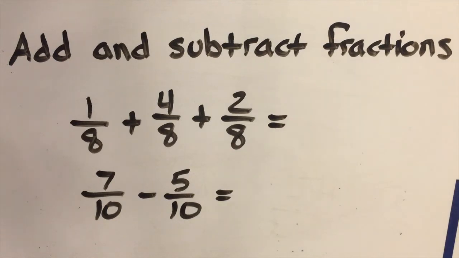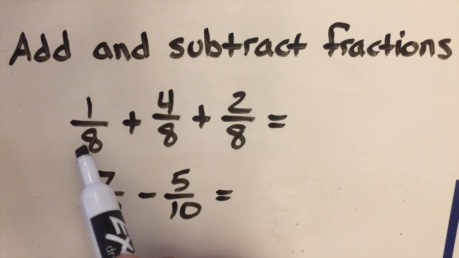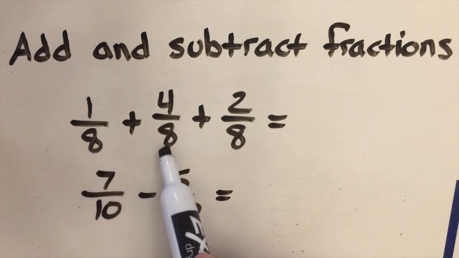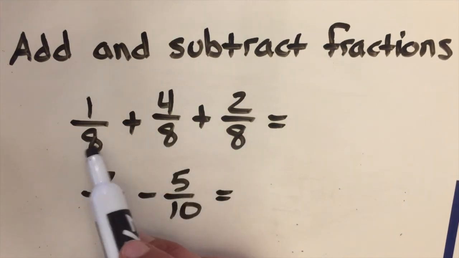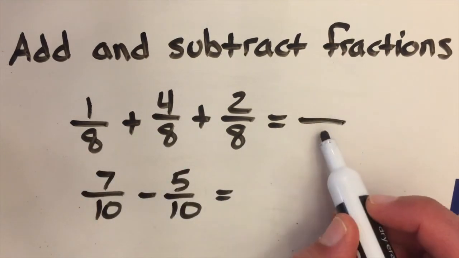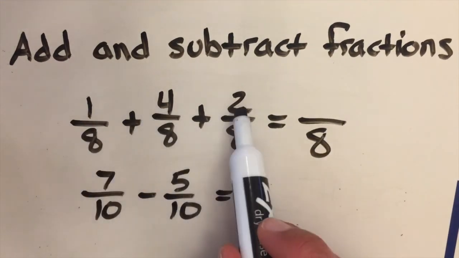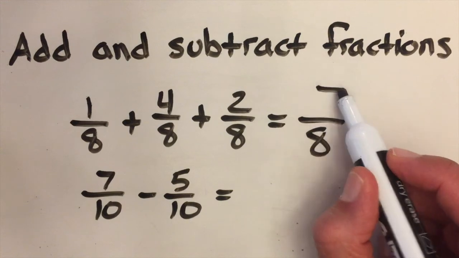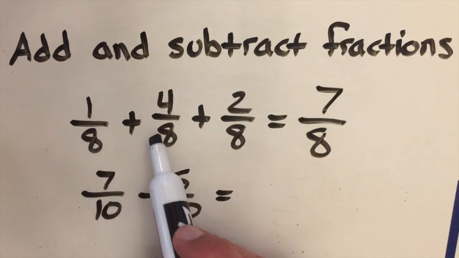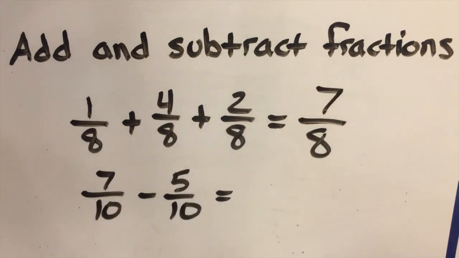We're going to try one more addition problem and one more subtraction problem for fractions. So again, the rule that applies is you leave the denominator, the bottom part of the fraction, alone. We're talking eighths here. So I would leave my 8 alone. 1 plus 4 would be 5. 2 more would be 7. So the answer here for 1/8 plus 4/8 plus 2/8 would be 7/8.